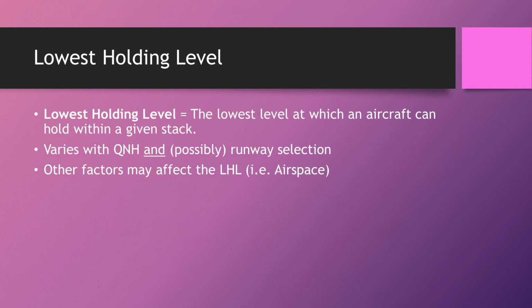So let's move on to lowest holding level. Lowest holding level is a real simple one. It's the lowest level at which an aircraft can hold within a given stack. It varies with QNH and possibly runway selection. Places like Manchester, for example, it varies with runway selection. Places like Liverpool, runway selection has nothing to do with it. You just have to consult the local VMATs for guidance on that. The thing with lowest hold level is it isn't purely based on altimetry. It's also based on other factors such as airspace, and again, that'll be explained in the local VMATs.